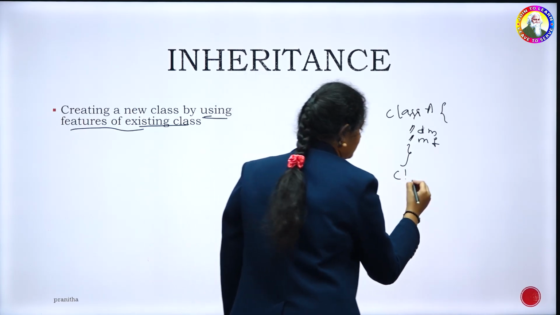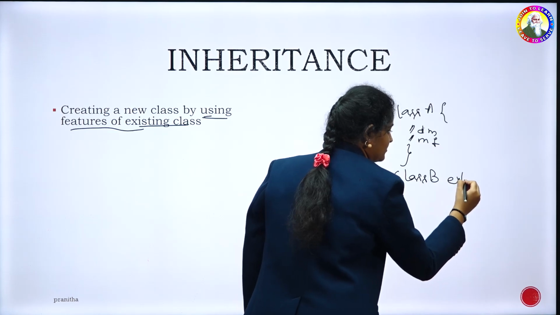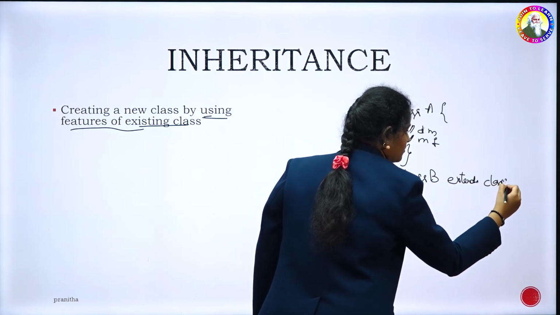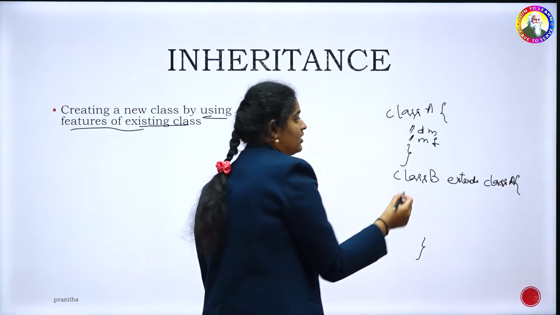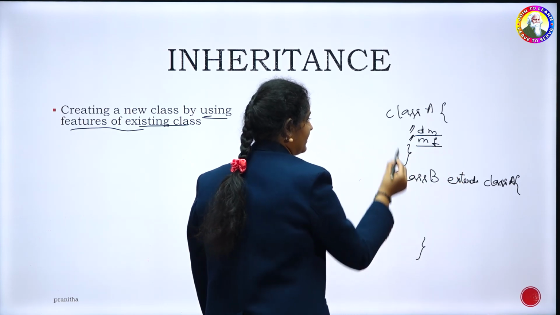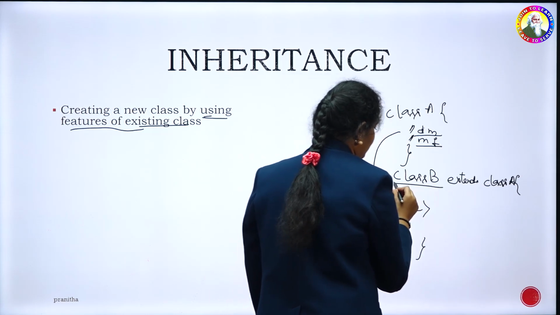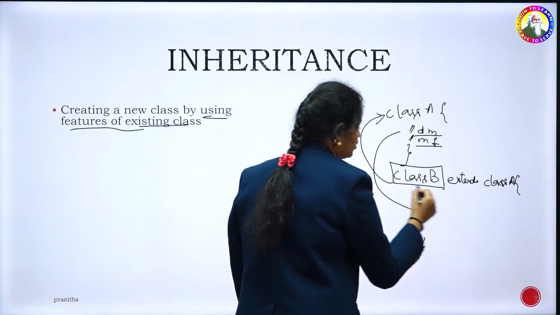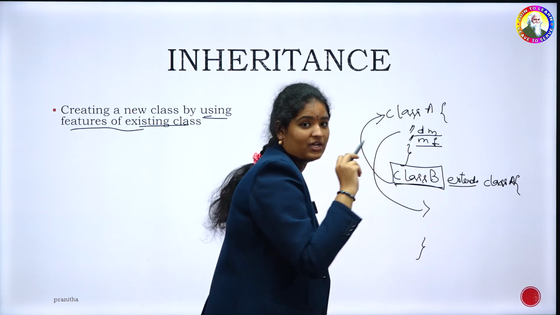If you see, class B extends class A. You can call these data members and these member functions directly and use them. But class A can't inherit from class B, because B is the new class which you are creating. It can't be extended or inherited to class A.